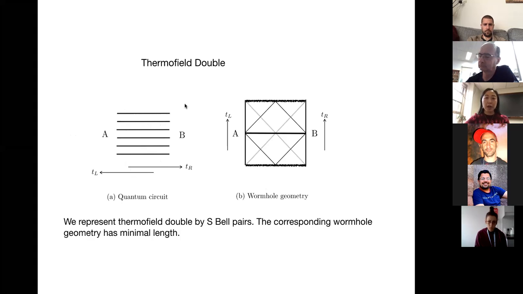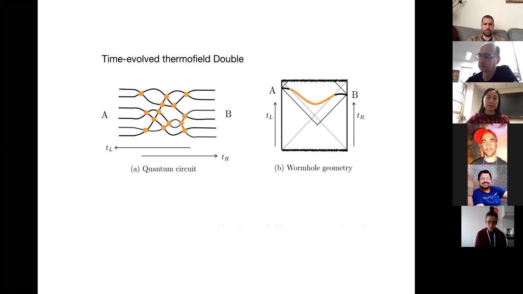In this talk, left time always goes up, right time also goes up. Now we apply some time evolution. When we do time evolution, what we mean is that we apply all these gates here. We first pair up the qubits, and then on each pair you apply a randomly chosen 2-qubit gate. These gates are represented by these orange dots. As you increase right time, you apply more gates from the right side, and the circuit gets longer in the right direction. When you increase left time, you apply gates from the left side.